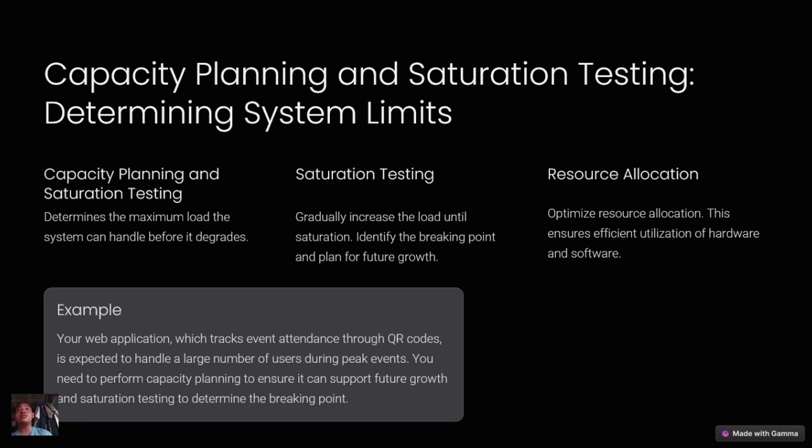So this is used to determine the limits of our system. In this example, it is the event attendance through QR code system. What we test is whether it can handle a number of users before it degrades.